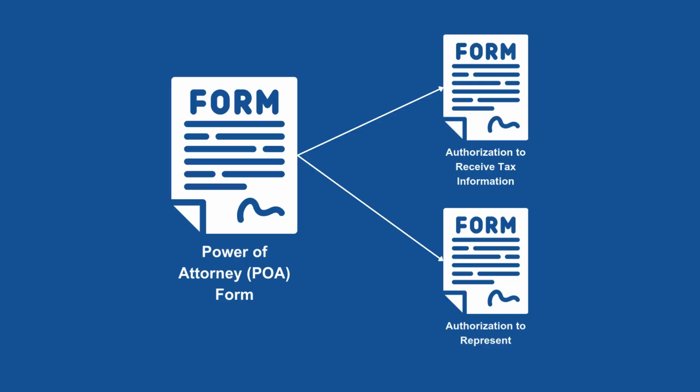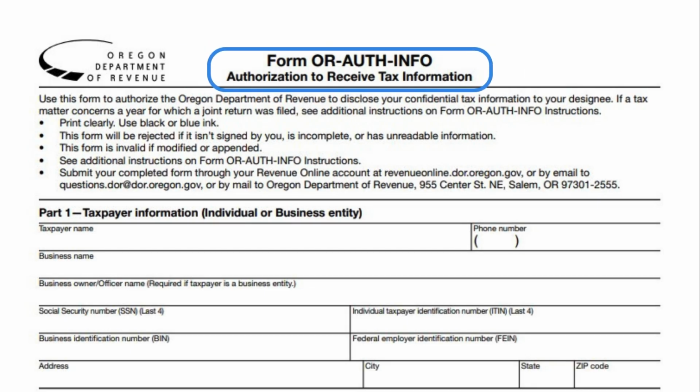Here's more information. Oregon's Tax Information Authorization and Power of Attorney for Representation form is changing. The form is being retired and replaced by two new forms, the Authorization to Receive Tax Information form and the Authorization to Represent form. Use the OR-AUTH-info Authorization to Receive Tax Information form to designate any person, firm, organization, or agency to receive your confidential tax information. Only you need to fill out, sign, and return the form to the Department of Revenue.